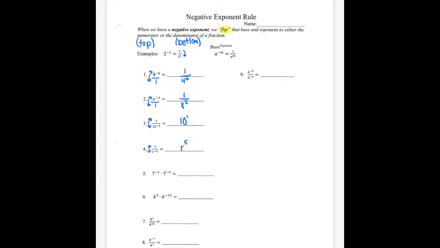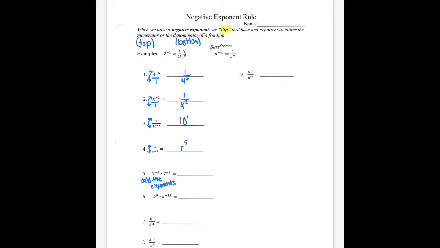For number 5, this is when we start getting into using multiple rules at the same time. So this is product rule, which means we are going to add the exponents. So I would highly recommend doing this in your calculator, just because a lot of us are not super confident on adding, subtracting, multiplying, and dividing with positives and negatives.